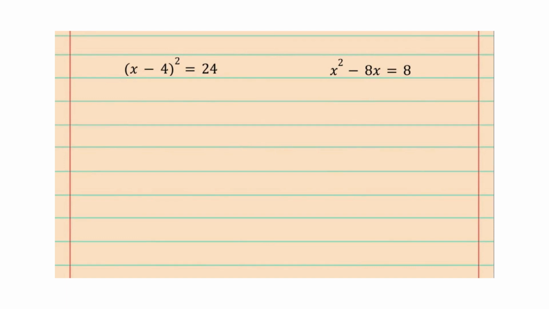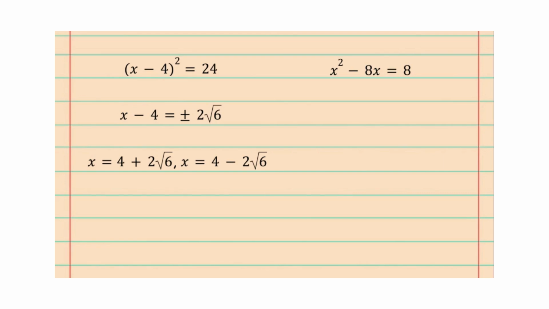Consider these two equations, both of which yield the same solutions. Let's look at the equation on the left. I can apply a square root to both sides if I want to solve for x, realizing that x minus 4 can be equal to plus or minus the square root of 24, which would boil down to 2 root 6. From there, it's pretty easy. I would just add 4 to both sides, and I get my two solutions.